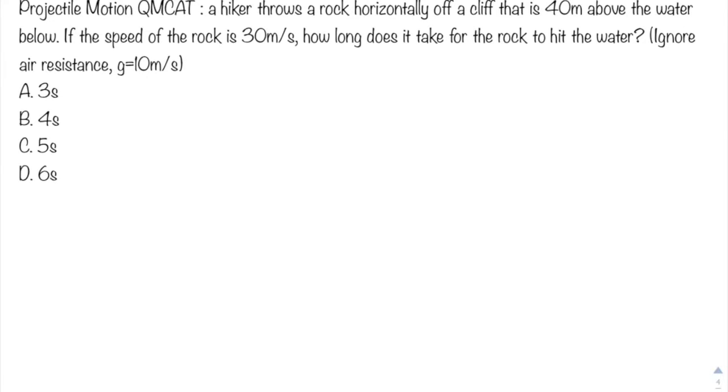And so we're going to go ahead and take a look at an MCAT style question here in this video, and just kind of first thing I want you to notice is just how much fluff the MCAT gives you. So a hiker throws a rock horizontally off a cliff that is 40 meters above the water below. I'm going to draw it out. If the speed of the rock is 30 meters per second, how long does it take for the rock to hit the water?